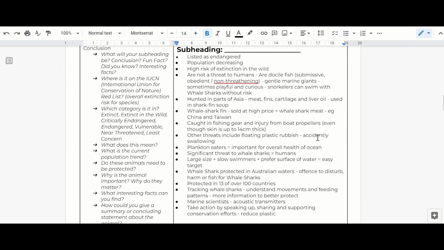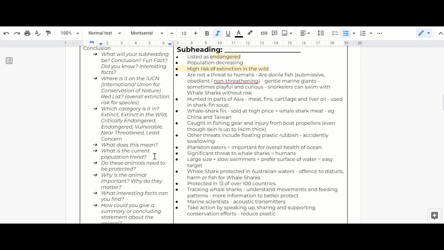So I'm going to just highlight the most important information that I do want to include in my paragraph because this is a lot. There's a lot going on here. So I'm going to start highlighting. So have a look at these prompting questions. So where is it on the red list? So we know it's endangered. What does this mean? High risk of extinction.